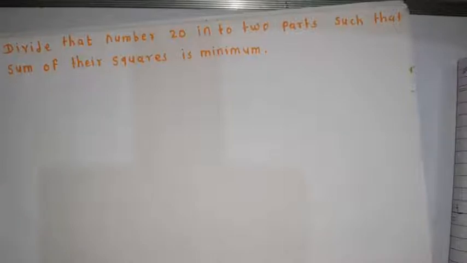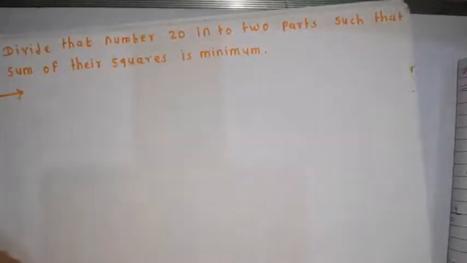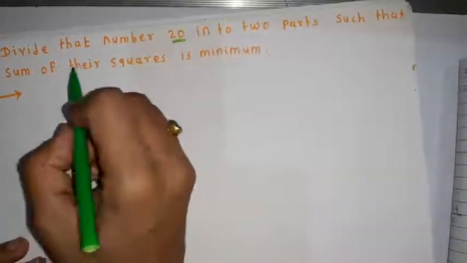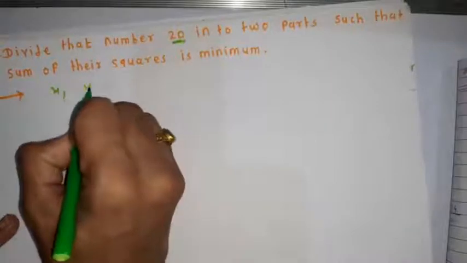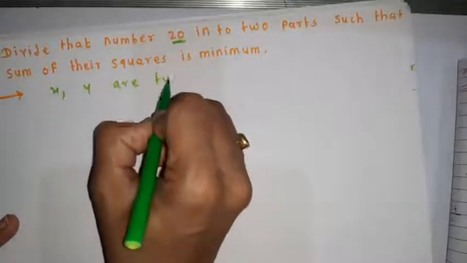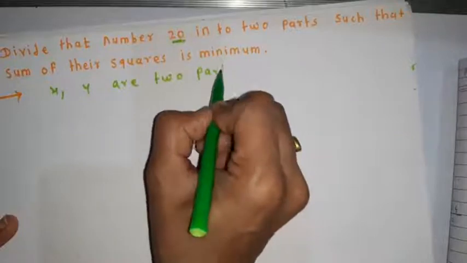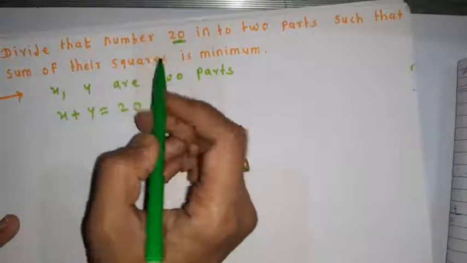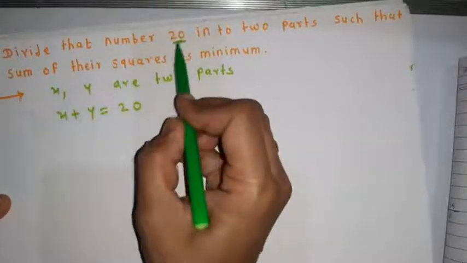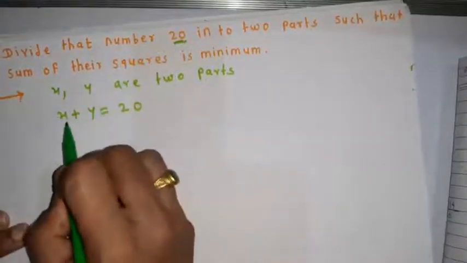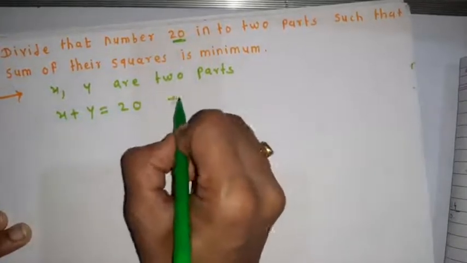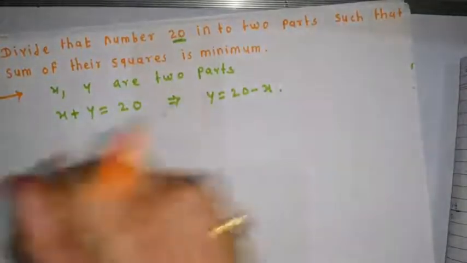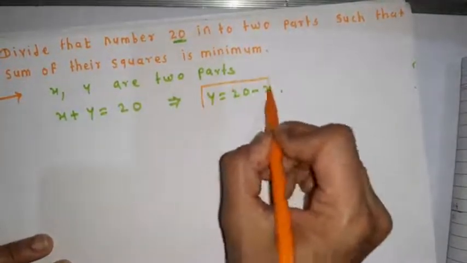That means, see what is given here. We have to divide the number 20 into two parts. Suppose x and y are the two parts, such that x plus y equal to 20. Because the number 20 we have to divide into two parts and the parts are x and y. And this implies y equal to 20 minus x, from the given. Okay students.